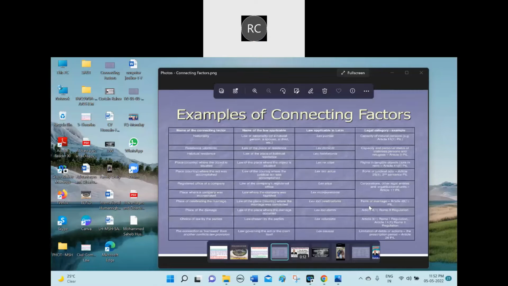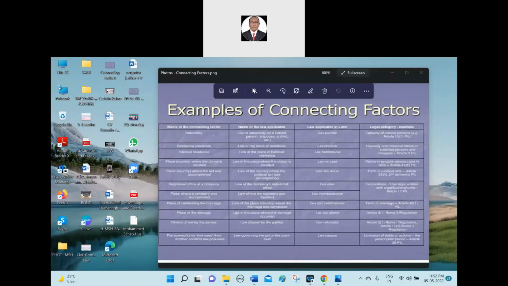Next, habitual residence. What do you say? This is a new word to me. Even to me also, it is a new word. Habitual residence. The Latin terminology is lex habitationis. Spelling: L-E-X, space, H-A-B-I-T-A-T-I-O-N-I-S. Pronounce: lex habitationis. Appreciate.